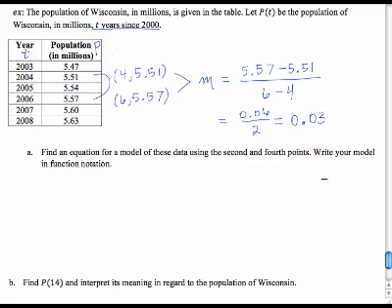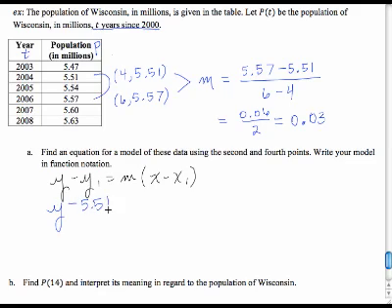Okay, now we're going to find an equation for a model of these data. So we've got the slope. We don't have a y-intercept because we're not given any data for year 2000. So instead I'm going to use y minus y1 equals the slope times x minus x1, and I'm going to just switch over to p's and t's at the end. I'm going to use my first data point for my x1, y1, and this is my slope m. So we have y minus 5.51 equals 0.03 times x minus 4.